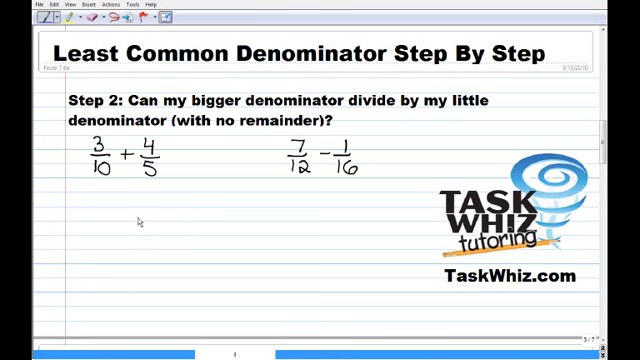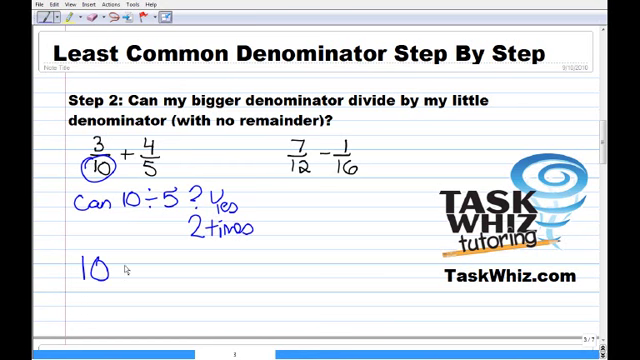Next step, in our mind, we ask, can my bigger denominator divide by my little denominator with no remainder? So, can 10 divide by 5 with no remainder? And the answer is yes, 2 times. That means 10 is my least common denominator in this situation.